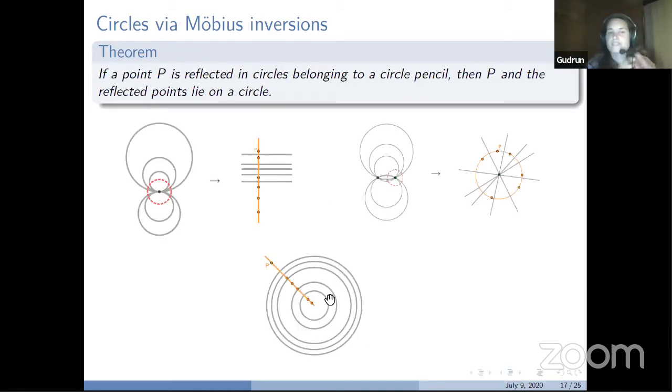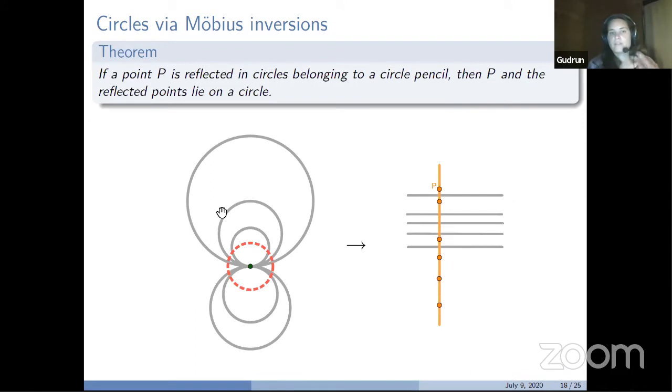But I would like to convince you that this is true by the following proof. So I have pictures that distinguish the three types of pencils, and we will just focus on one. We will focus on the first pencil, namely the pencil where all the circles touch at one point. And with this red circle here, I decided to take a circle that has as its center the touching point, so the green one. The radius doesn't matter too much.